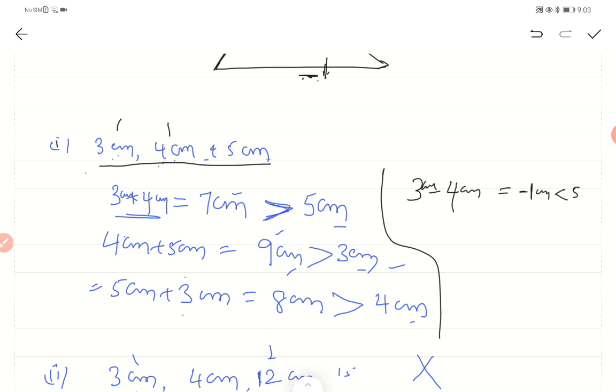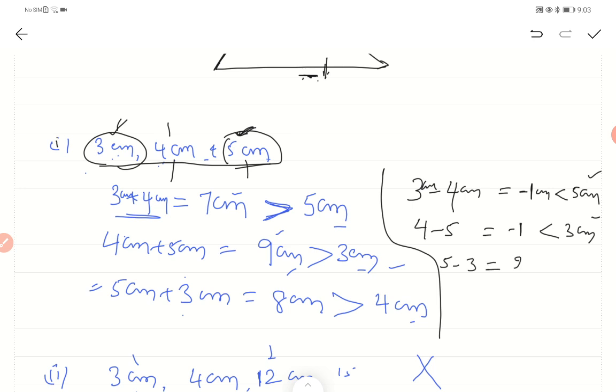This is less than the third side, isn't it? My third side is 5 centimeter. Now if I take these two sides and I subtract 4 minus 5, how much? Again I'll get minus 1, and this minus 1 is again less than your third side, that is 3 centimeter. Isn't it? This is also satisfying. Let me take another combination, 5 centimeter and 3 centimeter. If I subtract 3 from 5, I will get 2 centimeter, isn't it? So this 2 centimeter is less than the third side, that is 4 centimeter.